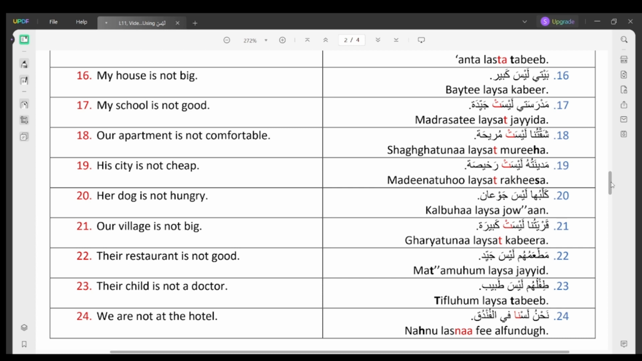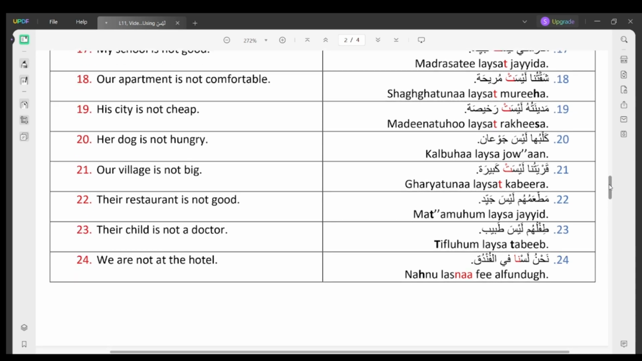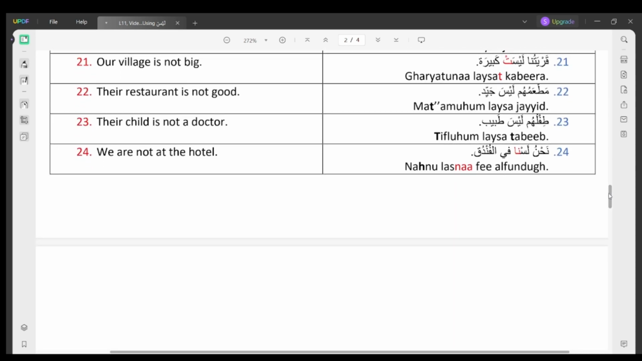Number 18, our apartment is not comfortable. شقتنا ليست مريحة. Number 19, his city is not cheap. مدينته ليست رخيصة. Number 20, her dog is not hungry. كلبها ليس جوعان. Number 21, our village is not big. قريتنا ليست كبيرة.